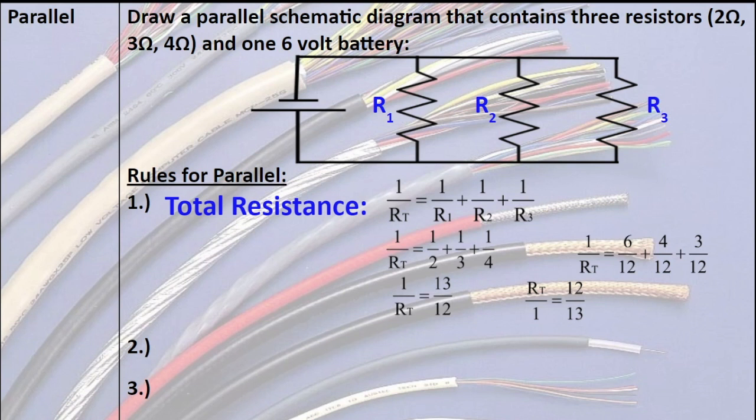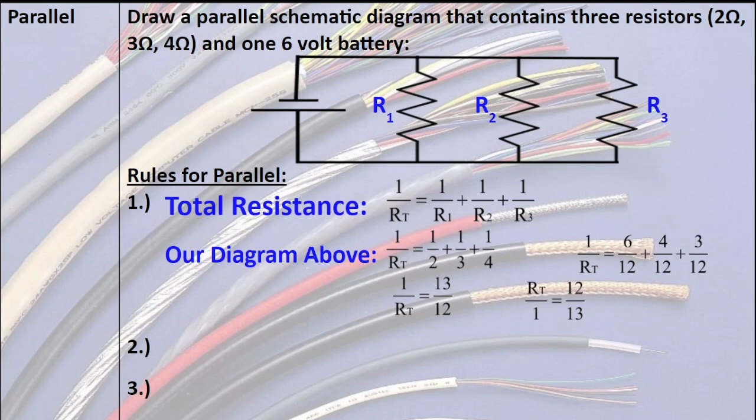You'll notice that this equation is different than the series equation. And what this equation really tells us is that the total resistance will always be smaller than any other resistor in parallel. So if we use our numbers from above, we find out that 1 over RT is equal to 1 over 2 plus 1 over 3 plus 1 over 4. If we don't have a calculator, we'll find the least common denominator. We add them all together, and we find out that 1 over RT equals 13 over 12.